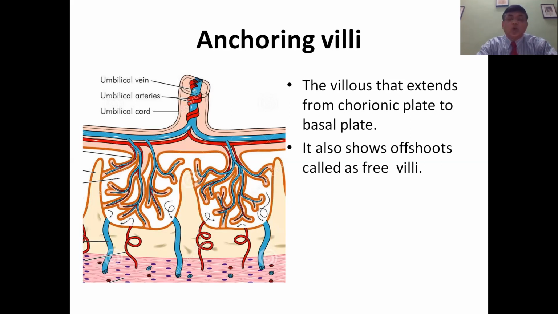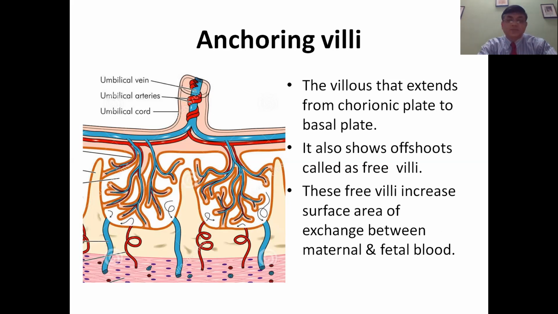It shows offshoots called free villi. These free villi increase the surface area of exchange between maternal and fetal blood.